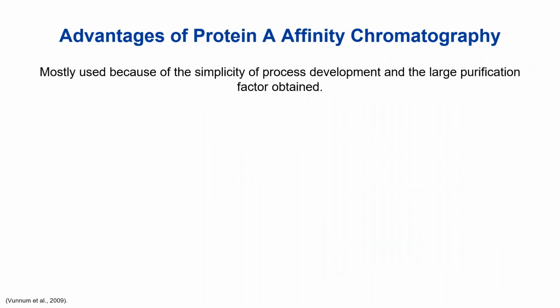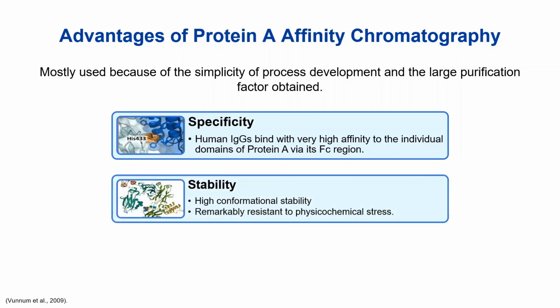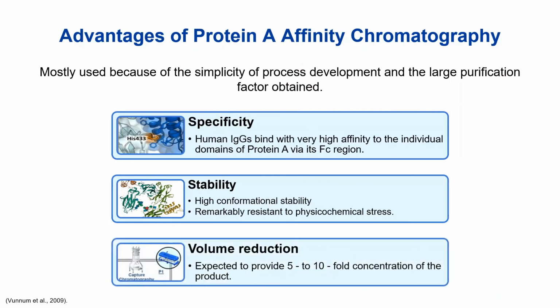Now, the particular advantages of protein A affinity chromatography include its simplicity and large purification factor, but also the specificity, because it relies on a very specific interaction that is not sensitive to variations in the feed stream composition in comparison to other techniques. Also, because of its high conformational stability, protein A is able to refold after denaturation, it resists cleaning with reducing agents, it has a fair degree of steric mobility, and its binding domains are protease resistant. Finally, this step is great for volume reduction since it provides a 5 to 10-fold concentration of the product.